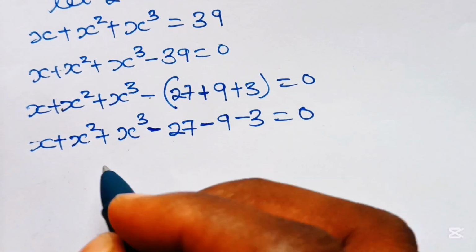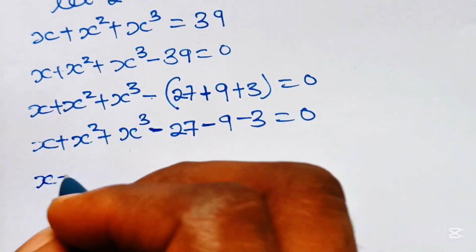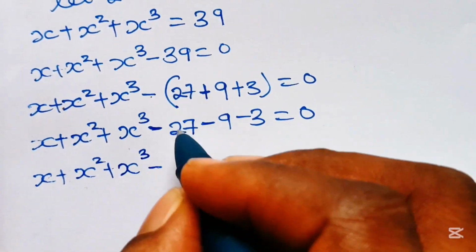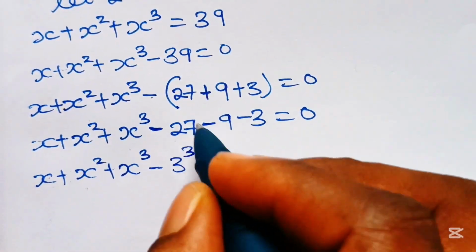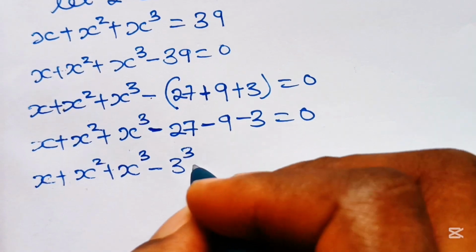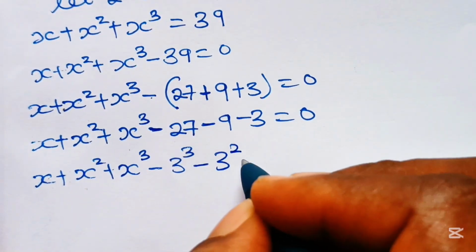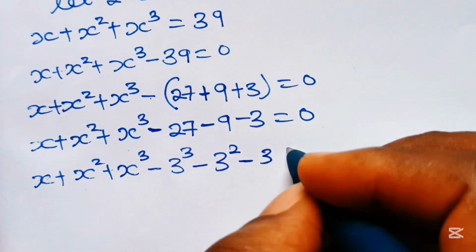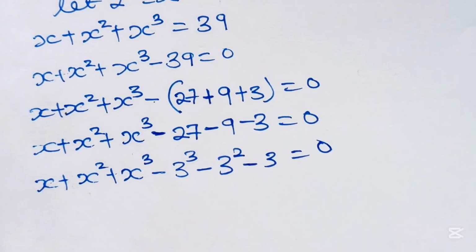Now let's solve. x plus x squared plus x to the power of 3 minus 3 to the power of 3, because 27 is 3 to the power of 3, minus 3 to the power of 2, as 9 is 3 to the power of 2, minus 3 is equal to 0.